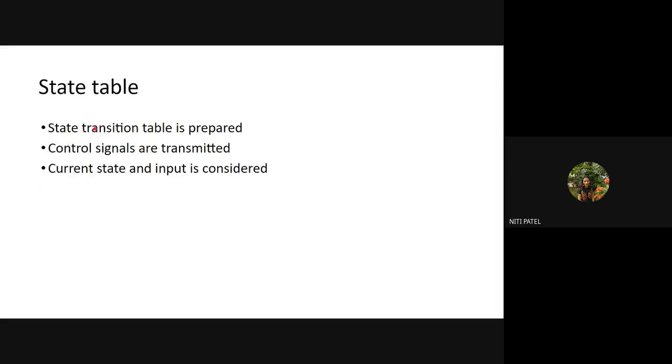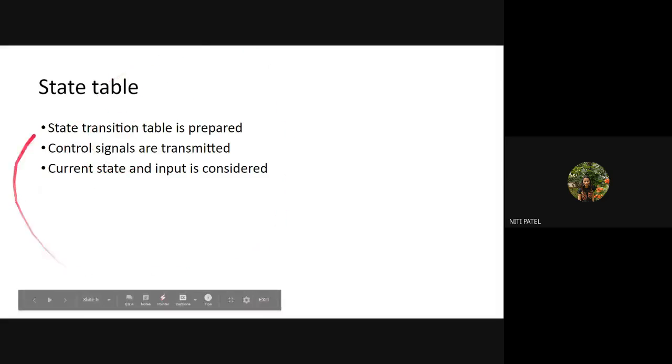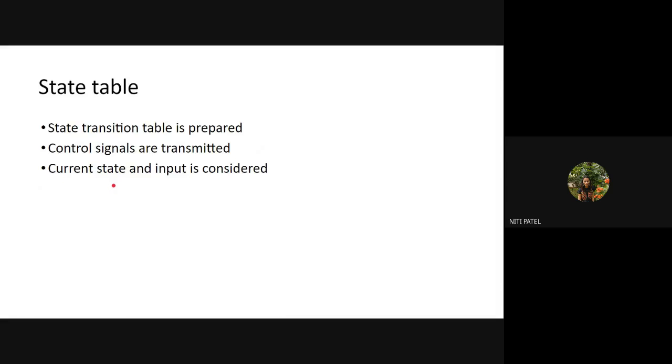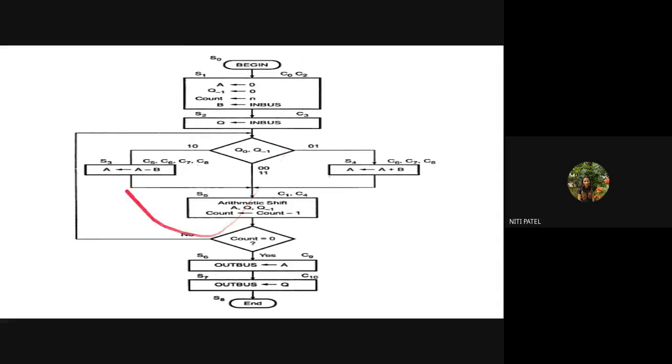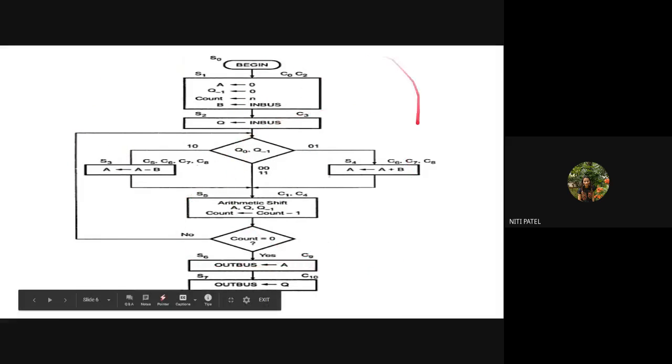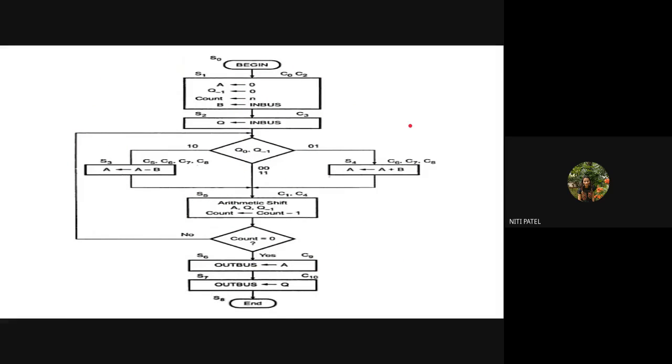What does the state table say? That you have to prepare a table which will have a list of all the control signals, a list of the current state, and it will also have the current input. So now I have decided that I will do this binary multiplication or Booth's algorithm by using this state table hardwired control unit. State table says that a table should be maintained, and hardwired says that control signals should be generated in a sequence.